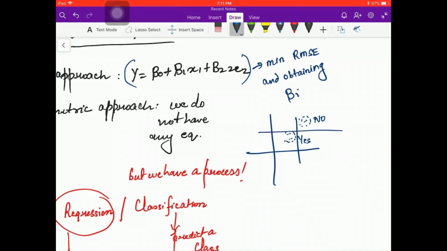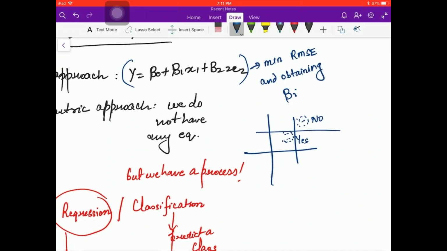For example, let's say you want to predict whether you want to come back to India. Let's say this is the population. According to the population of India, if the population is very high in the city they want to come to, they will say no. And if the population is moderate, below the threshold, in the city they want to come to, it is yes.